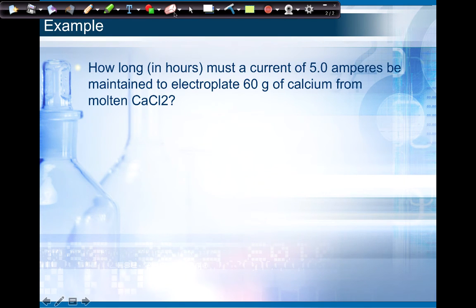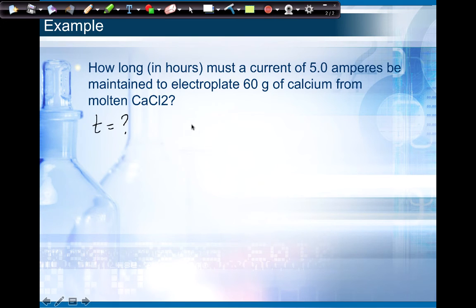This one says, how long in hours must a current of 5 amps be maintained to electroplate 60 grams of calcium from molten calcium chloride? First of all, we're looking for time.